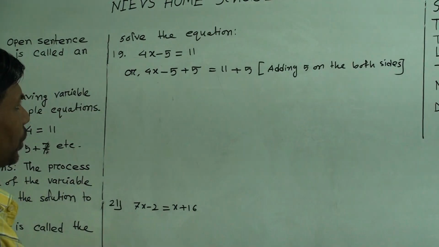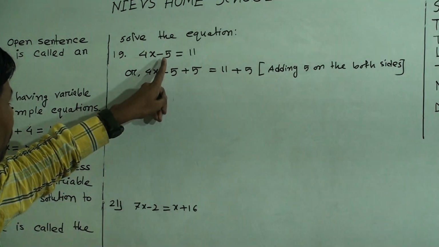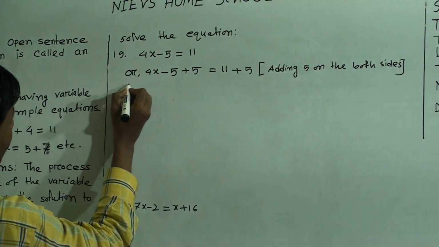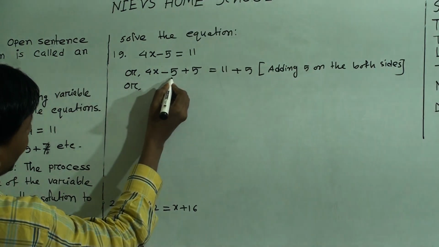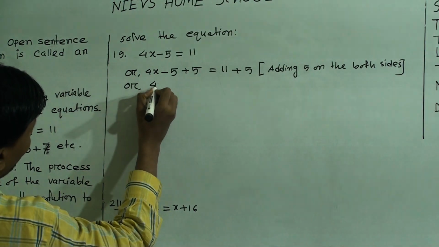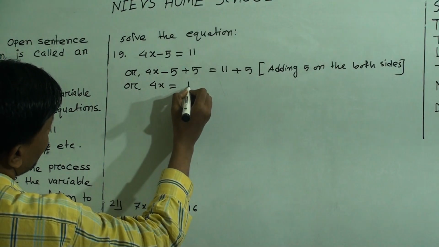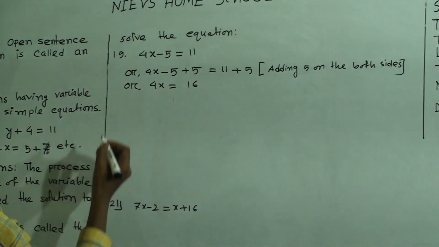Adding plus 5 on both sides. Minus 5 plus 5 vanish, then we get 4x. This is equal to what? 11 plus 5 equal to what? 16.